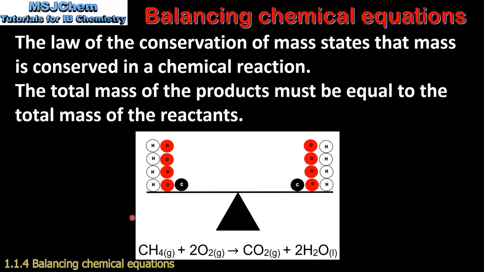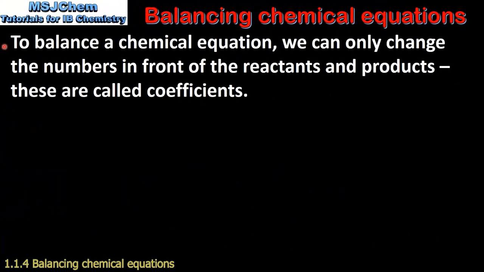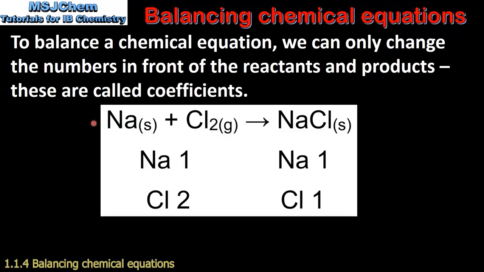So here we have an example with the reaction of methane and oxygen to produce carbon dioxide and water. The first point to note is that we have the same number of atoms in the reactants as we do in the products. Next, if we add up the mass of the reactants and the products, we can see we get the same value for both. This shows us that mass is conserved in a chemical reaction. So to balance a chemical equation, we can only change the numbers in front of the reactants and products. These are called coefficients.